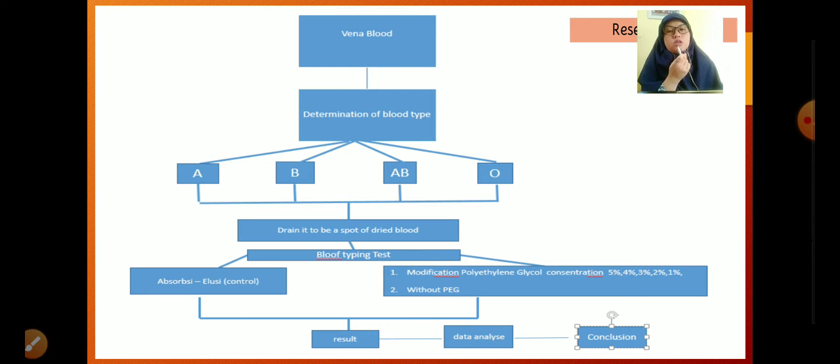with two methods: absorption elution, the standard method as control, and the modified method with polyethylene glycol at varying concentrations of 5, 4, 3, 2, and 1%, and without PEG. After testing both methods, I get results, I analyze them, and I get conclusions.